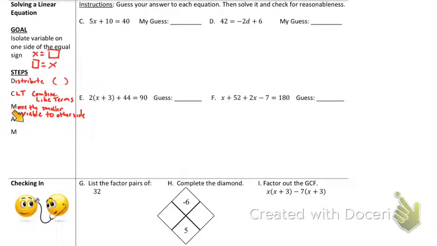Once you get the variables together, we want to go ahead and do A. This is where you're going to start doing the add or subtract to the other side.